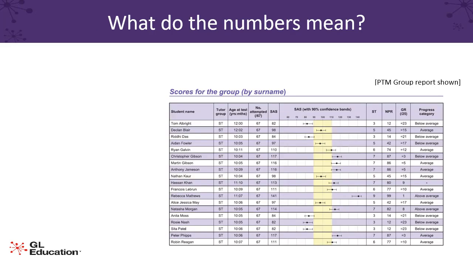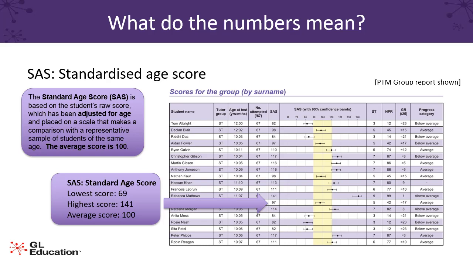Please now go to your group report for teachers and look at the page which lists the student scores. It should look similar to what you can see on screen, but it may be a different colour. The most important set of data in the progress tests is the standardised age score, known as the SAS. We produce SAS data for each student by adjusting a student's raw score for age and then placing it on a scale. The lowest standardised age score in the progress tests is 69 and the highest 141.